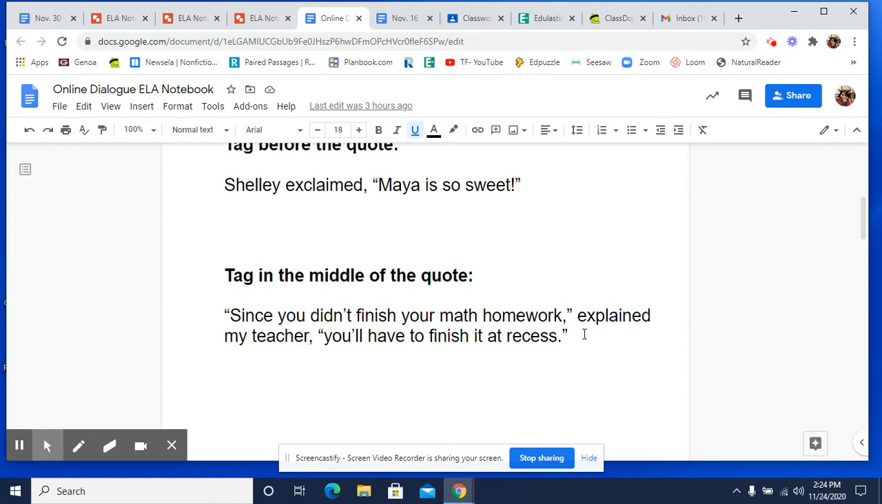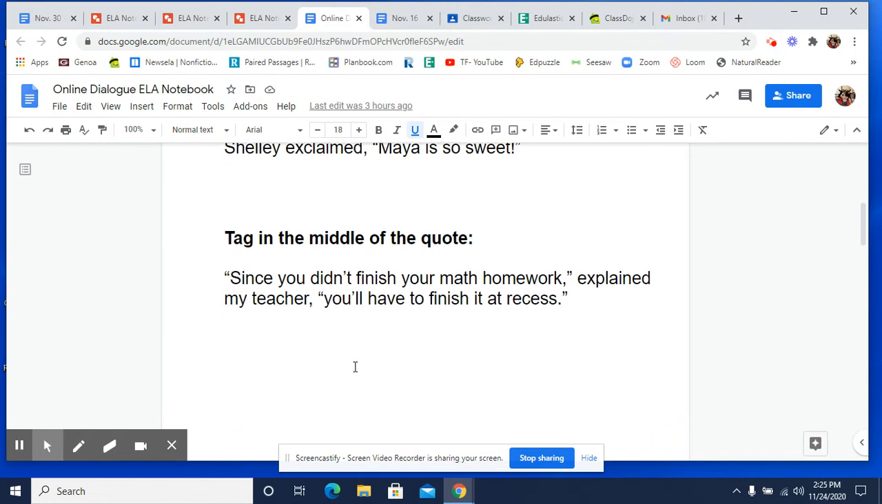However, we interrupt it by giving the tag, letting you know who's speaking and how they're saying it, in the middle of the quote. Okay. This one is definitely more complicated. If you notice, you have to put the quotations before and then you also have to put the quotations after. So it's a little bit more complicated to do this one, but it has been done. And if you read your books and stuff, you'll probably notice it in there also. And we will be practicing it.